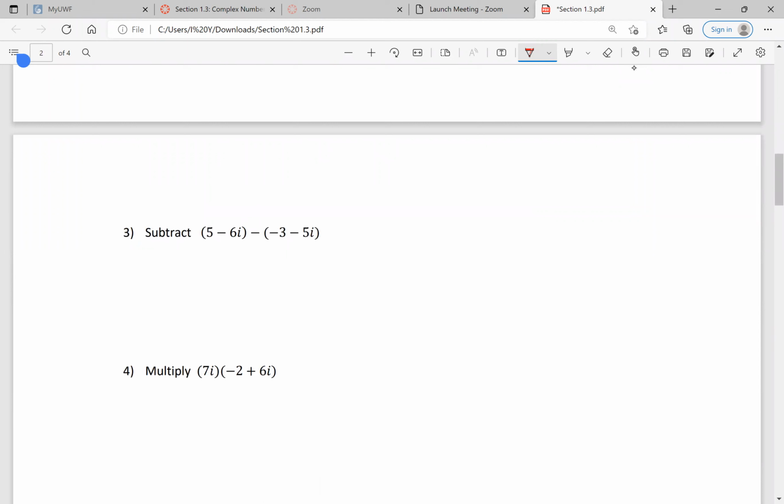Subtraction, same thing. 5 minus -3, well, that's simply 8. -6i minus -5i is simply minus 1i.